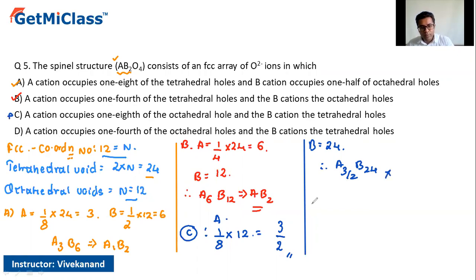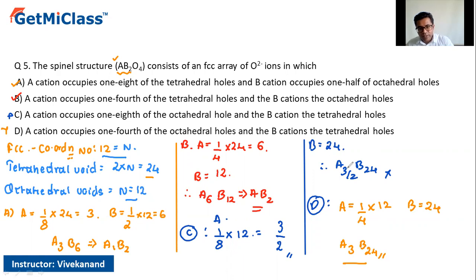Let's observe option D. In option D, the A cation is going to occupy 1/4 of the octahedral voids. Octahedral voids, how much do we have? 12. And B is going to occupy all the tetrahedral voids, so tetrahedral voids we have 24. So A is going to be 3 and B is going to be 24. Again, this is not going to give me a correct answer.